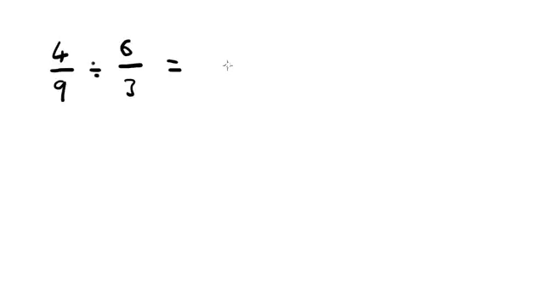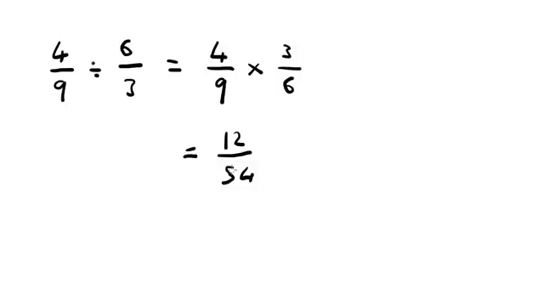Okay, so just like above, we first flip the second fraction and change the division to a multiplication sign. So 4 over 9, changing the division to a multiplication, and then 3 over 6. Okay, now, next step, we multiply along the top, and we multiply along the bottom. So 4 times 3, that's 12, 9 times 6, that is 54. And we've multiplied our fractions.